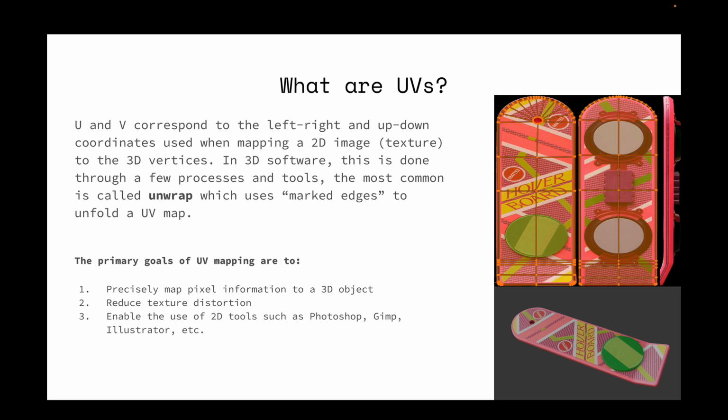So I mentioned before, UVs are a 2D coordinate system, and this is the way in which we can tightly control how a graphic image can be mapped onto a 3D object. The primary goals of UV mapping are to make sure that our pixel information is in the right spot, to minimize texture distortion as much as possible, and to enable the use of whatever software we might want to use to create those textures in the first place. So we can create a texture in Photoshop, and then we can either create a map in the software, or we can bring the image in and manipulate our map to align with the image.